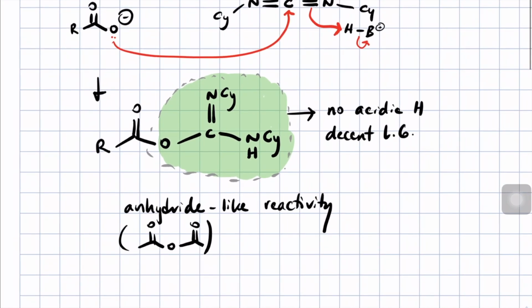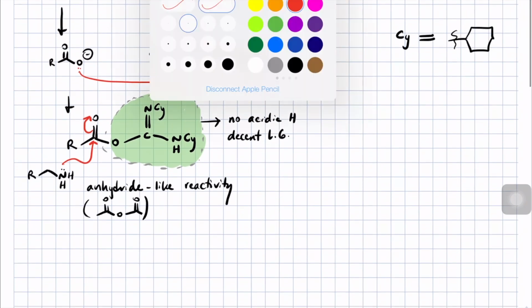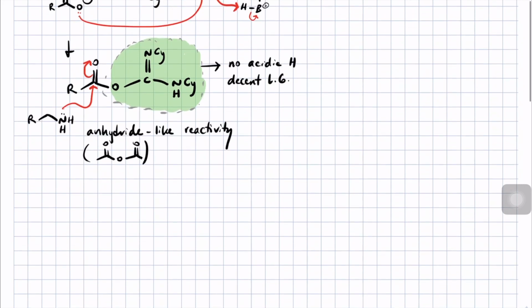Things that are anhydride-like in reactivity or acid chloride-like in reactivity can be attacked directly, even if your nucleophile isn't negatively charged. So we can have the neutral nitrogen attack the carbonyl carbon to give us a tetrahedral intermediate, which we will draw.